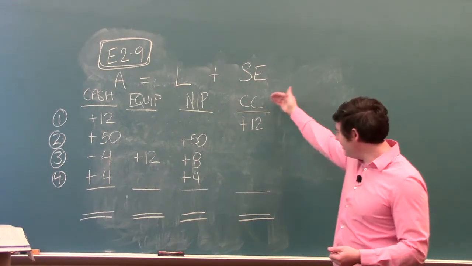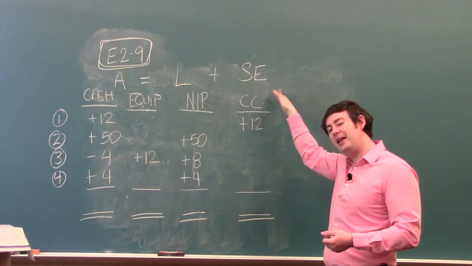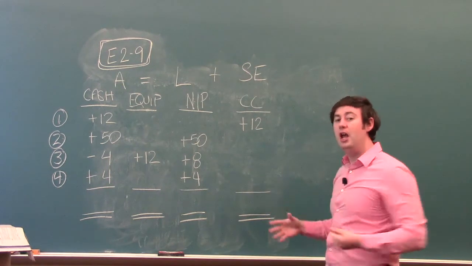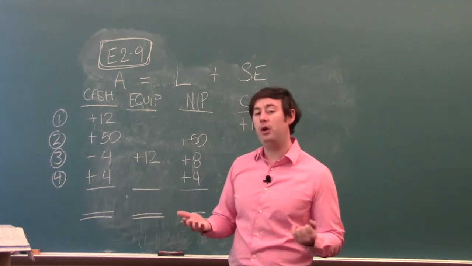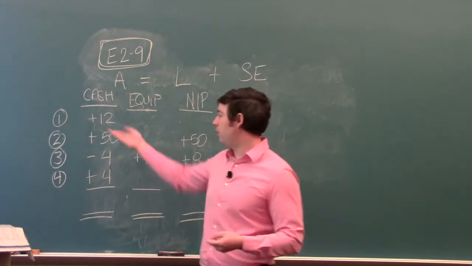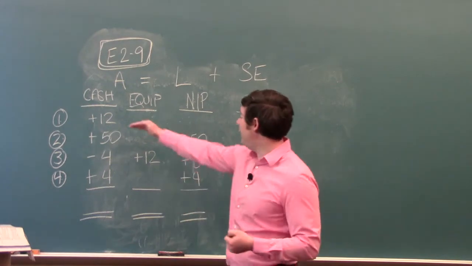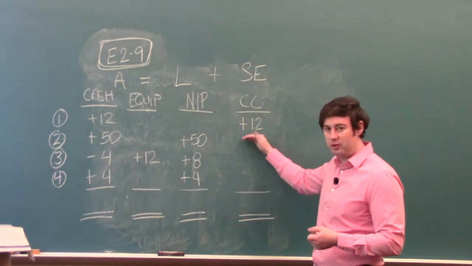Why? Think about what the words are. Contributed capital. Capital that's been contributed. We sold stock, and that's why we increased cash. What did we sell stock for? We didn't sell it for fun. We sold it for cash, right? We got cash. So cash is increased and contributed capital is increased, or stock is increased.